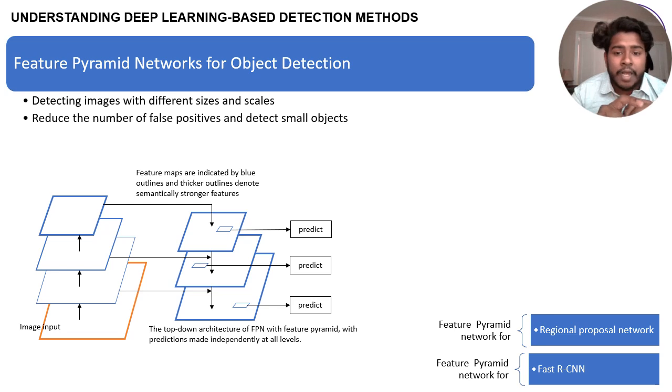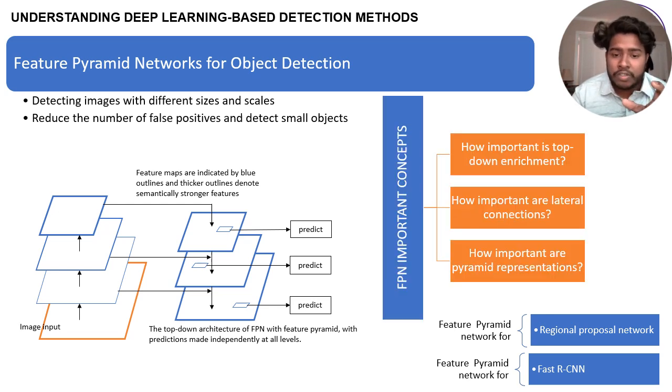Also, this FPN eliminates the regional proposal network from the process. Because of this, the efficiency of the algorithm increases. So this method is very important, and you can see from the further slides that this method is used in a lot of other methods in the one stage detectors also.